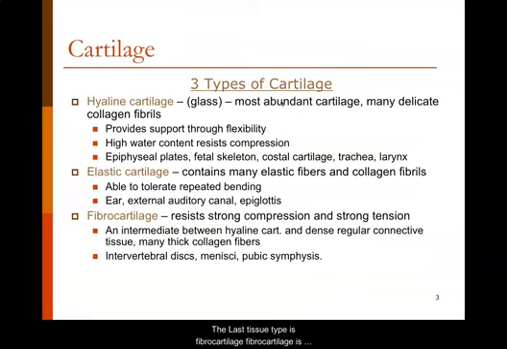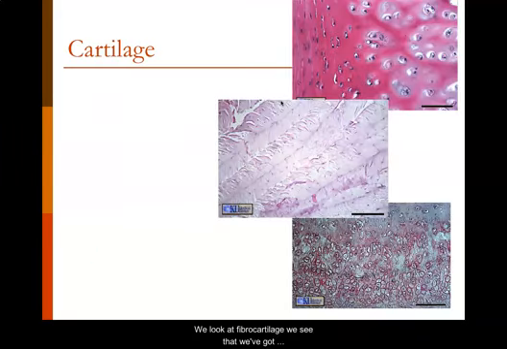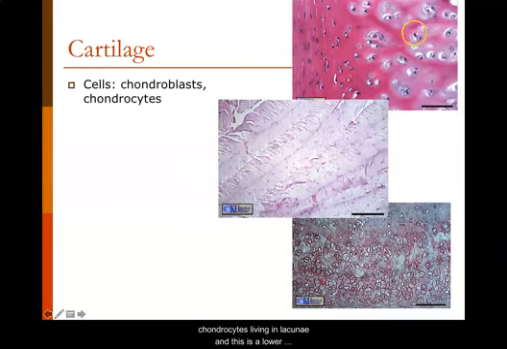The last tissue type is fibrocartilage. Fibrocartilage is the strongest of all three cartilages. If you just looked at its base materials, you would see that fibrocartilage is made of the exact same materials as hyaline cartilage. If we look at fibrocartilage, we see that we've got chondrocytes living in lacunae. Now this is a lower magnification image, so the chondrocytes look much smaller here than they did in my hyaline cartilage picture or my elastic cartilage picture.